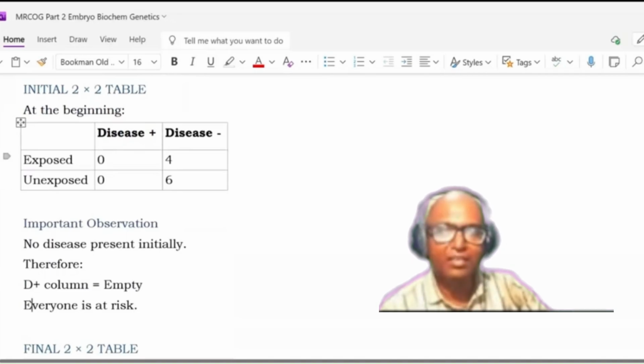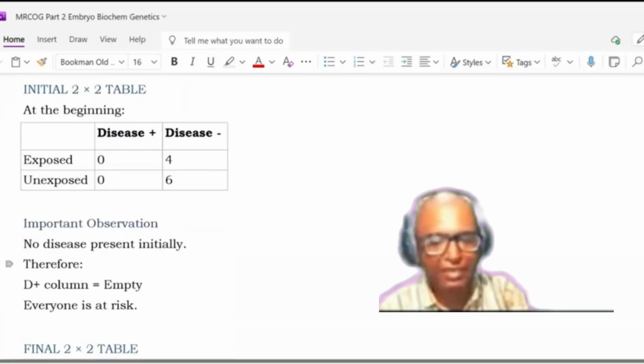And you will have the non-disease population only. So here a total population of 10 is taken. 4 and 6, that is the total population. So the important observation is that there is no disease present initially. So the D plus column will be empty and everyone will be at risk.